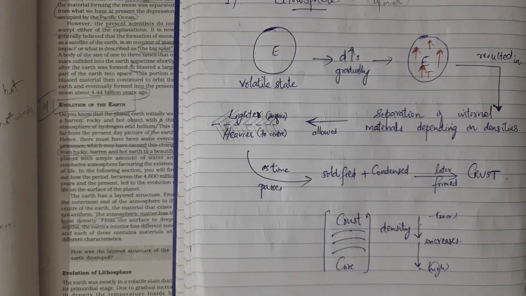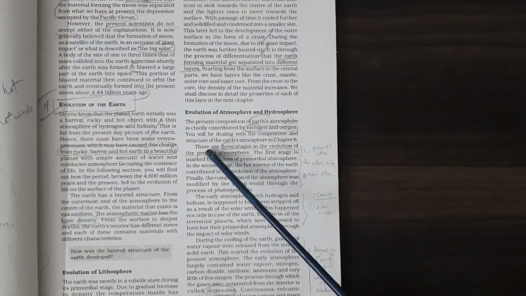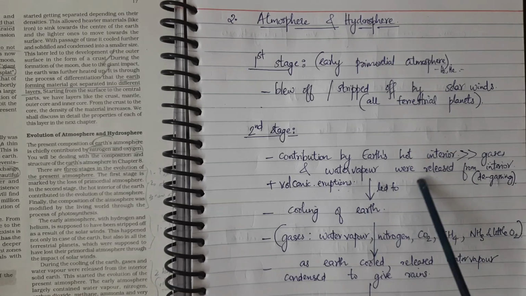And you should remember this thing, that if you go from the crust to the core, the innermost part, the density will be increasing towards the core, and the core has the highest density. So we will go to the next heading, that is evolution of atmosphere and hydrosphere. This topic we will be going to cover.